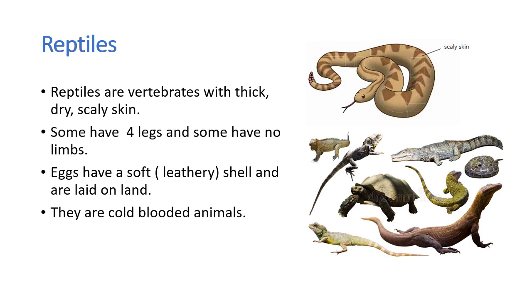Reptiles also reproduce by laying eggs. These eggs have a soft or leathery shell and they lay their eggs on land. And reptiles, including fish and amphibians, are cold-blooded animals, which means they do not have a constant body temperature. Their body temperature also changes with the changes happening in the environmental temperature.